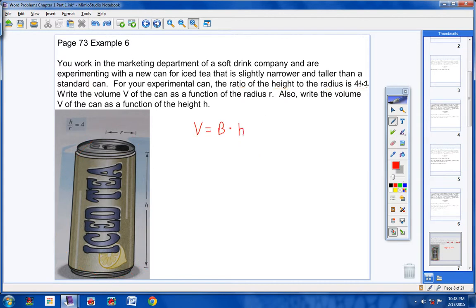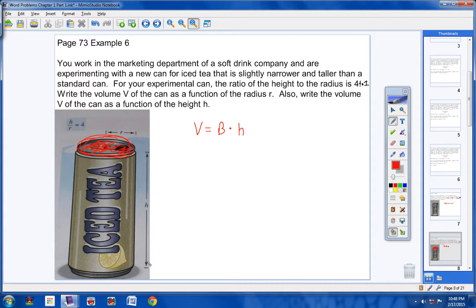If you don't, write this down. The volume of a cylinder is capital B, which stands for area of base, okay? So you find the area of the base. In this case, it's a circle. You find the area of that flat circle right there, and then you multiply it times the height.